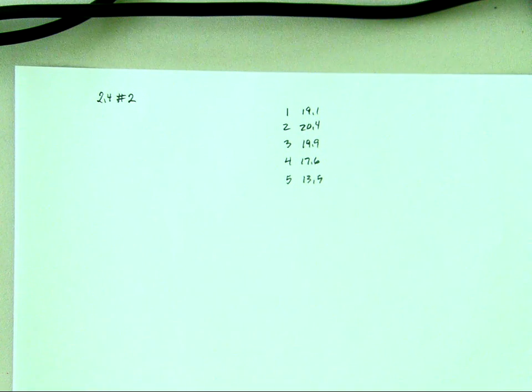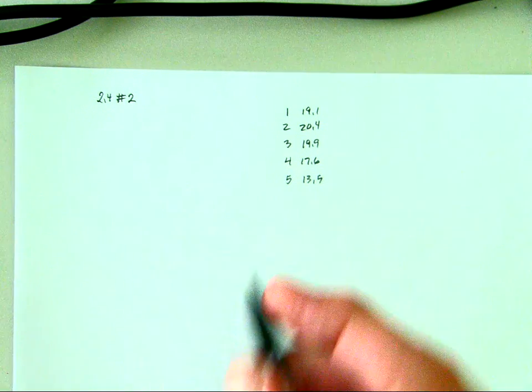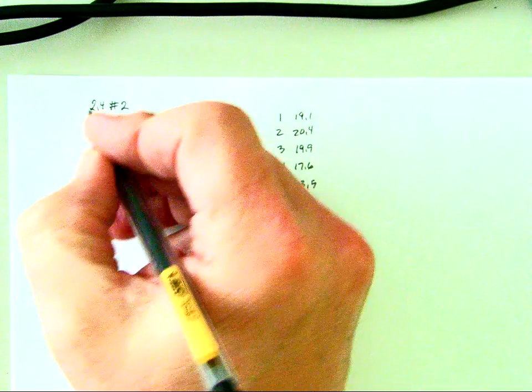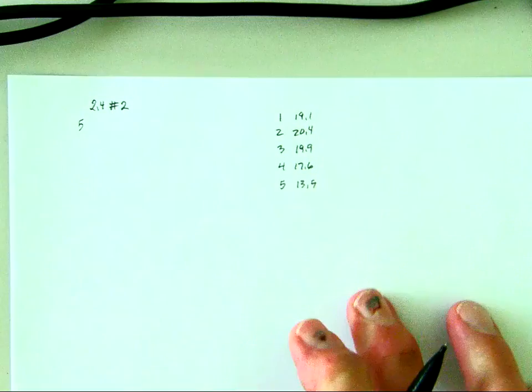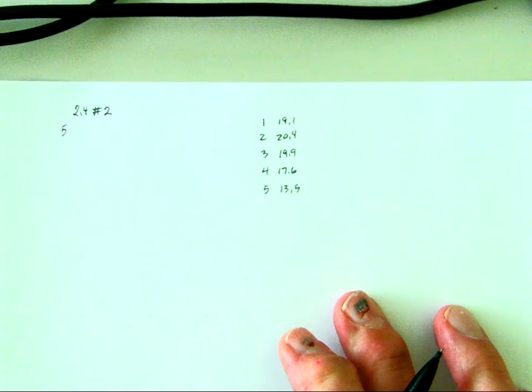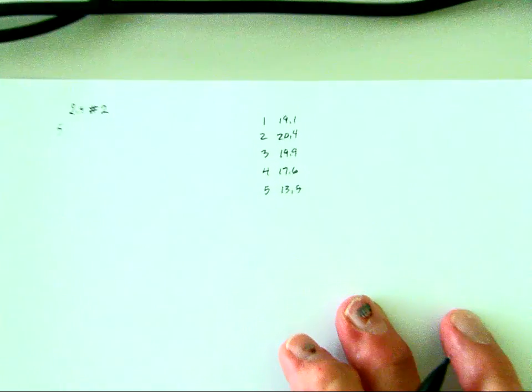Okay, these are the notes for section 2.4. This is the second part of the notes. Now this one is writing a quadratic equation using 3 points. This is question number 5 on the notes. You're given a table with those numbers in it.